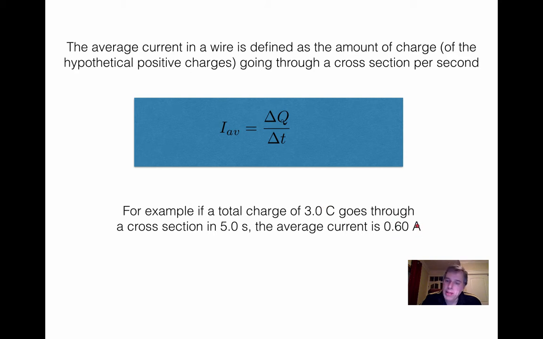Okay, because 1 ampere is 1 Coulomb per second. Now notice because the charge and the time were given with 2 sig figs, I gave the current with 2 sig figs also. Okay, so that's a very trivial example. Now things can get a bit more complicated.